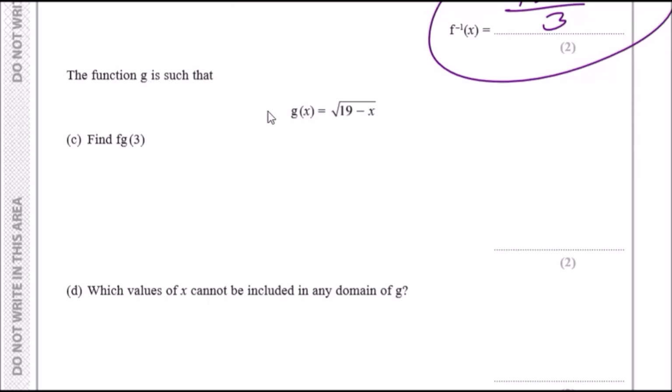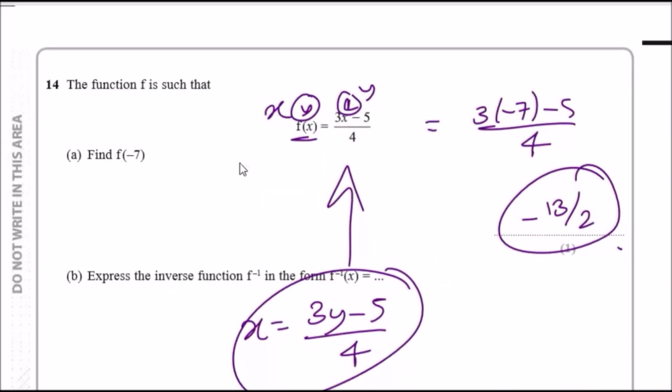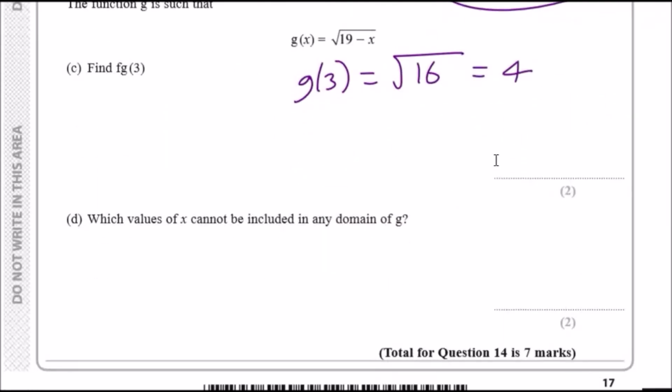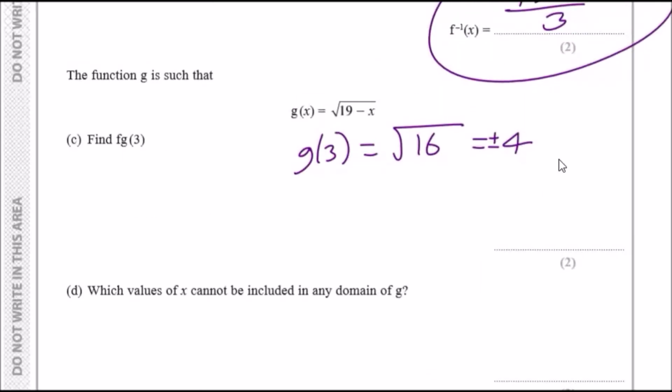The function g is such that g(x) equals the square root of 19 minus x. Find the value of fg(3). What this means is that g(3) has to go inside f. My tip is firstly work out what g(3) is. So g(3) is the square root of 19 minus 3, which is the square root of 16, which is 4. I'm not sure if this is positive or negative, but it says find the value, so I'm going to assume it's positive, because they don't really say anything.